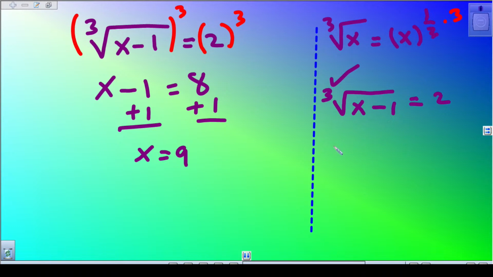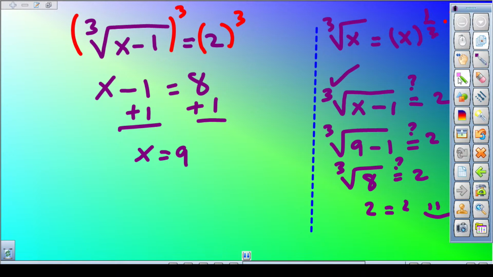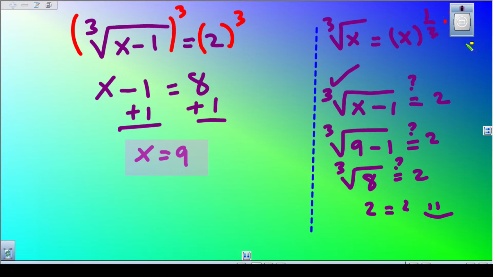So the cubic root of 9 minus 1, that's a cubic root. Does that equal 2? It's a question mark here. Well, 9 minus 1 is 8. The cubic root of 8 is 2. 2 equals 2. Yep, that works as well. So here I come confidently claiming this to be my solution. Alright, that's this problem with the cubic root.